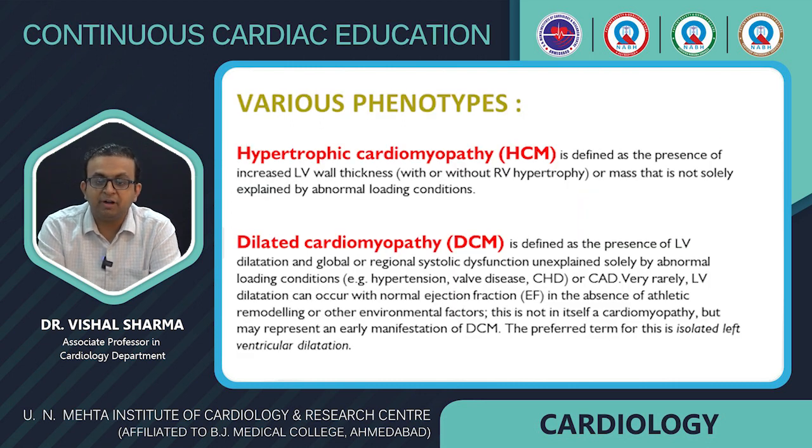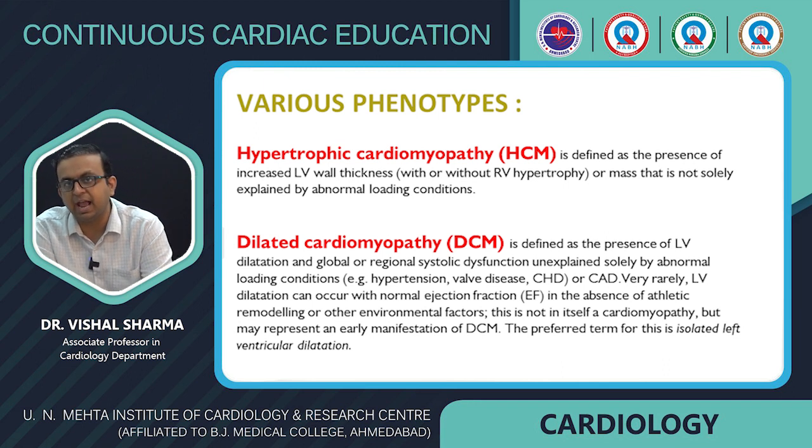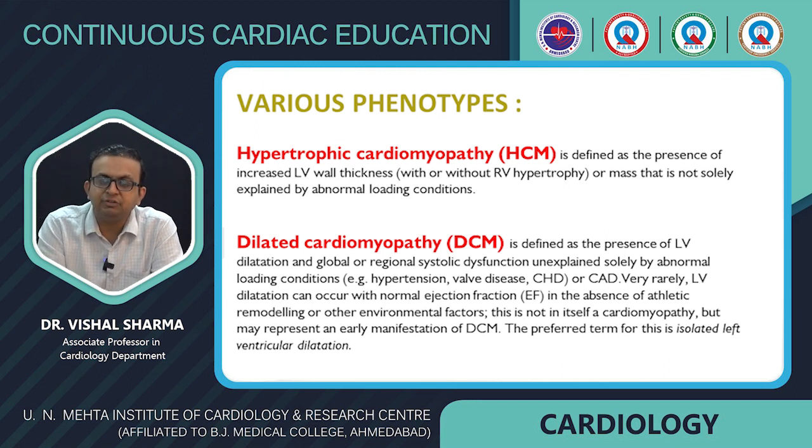Just to define what exactly these terms mean, as most of you already know, but just to brush up: hypertrophic cardiomyopathy is the presence of increased LV muscle wall thickness, that is increased muscle mass in the LV and or RV, which is not due to any loading condition, that is, there is no AS or, say, hypertension.